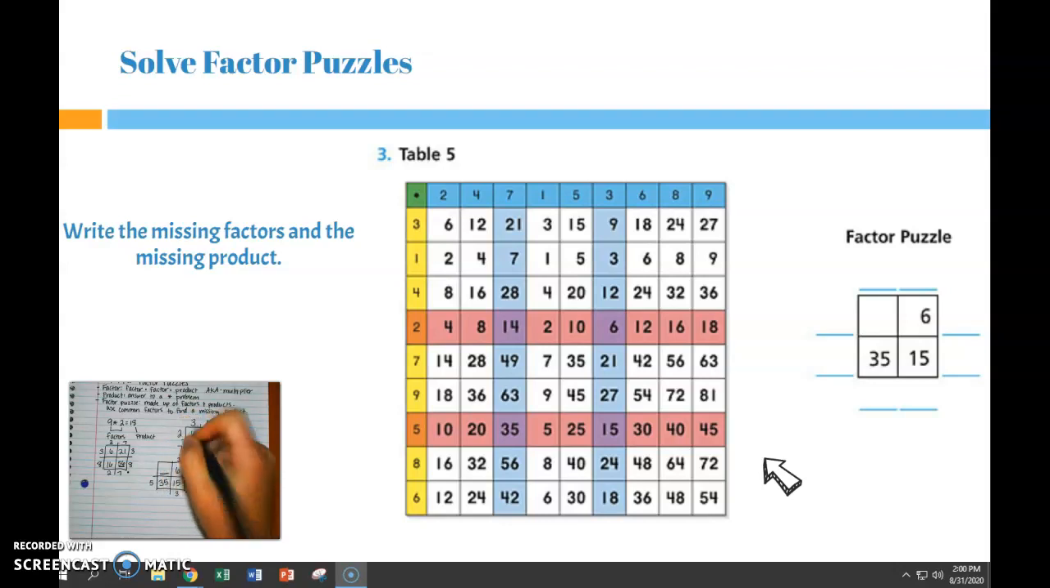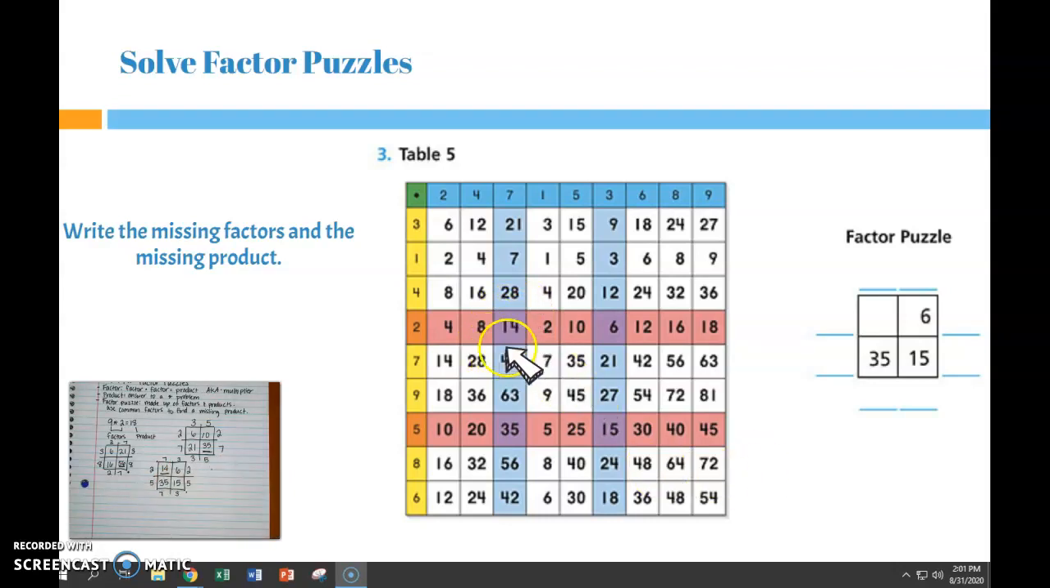I can double check myself. Is 6 divisible by 3, or is 3 a factor of 6? Yes. 3 times 2 gives me 6, so my 2 goes over here also. And I'm going to think, okay, my next spot that I don't know is right here. 35 divided by 5 gives me 7. My last spot, 2 times 7 gives me 14. So my answer is 14.